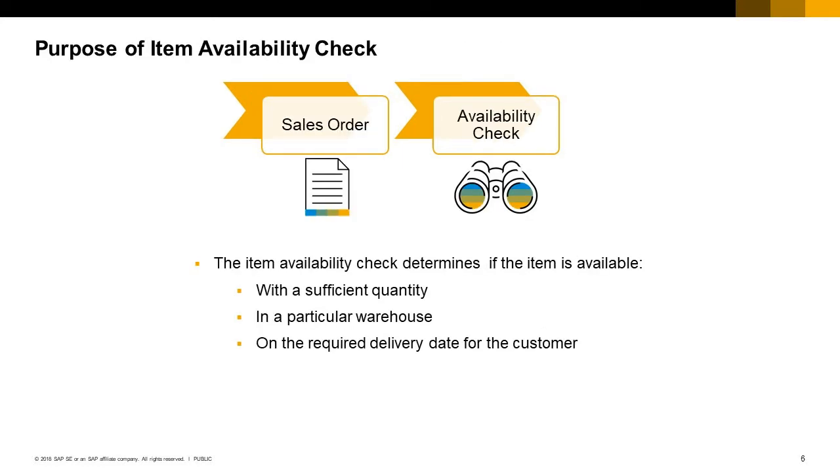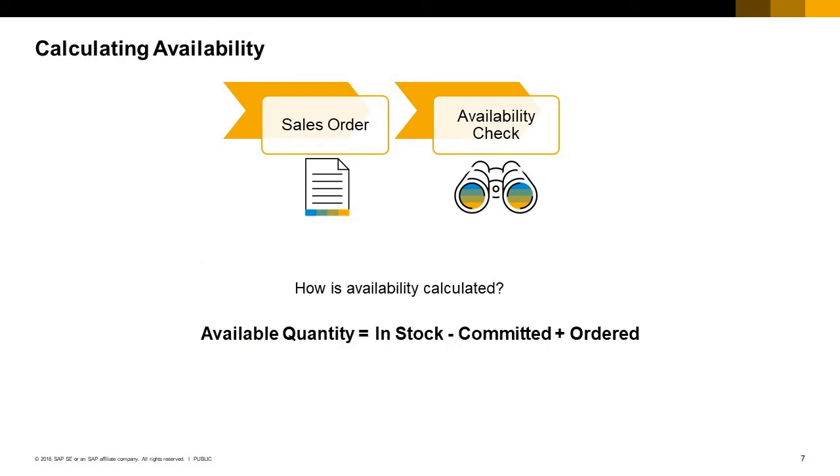An item availability check will determine if the item is available with a sufficient quantity for your sales order in the particular warehouse associated with your sales order row on the customer's required delivery date. How is availability calculated? The basic definition is this: available quantity is calculated as the in-stock quantity minus the committed quantity plus the ordered quantity.